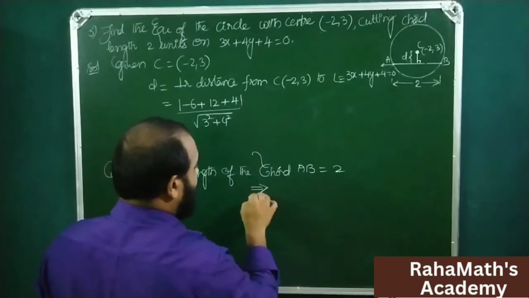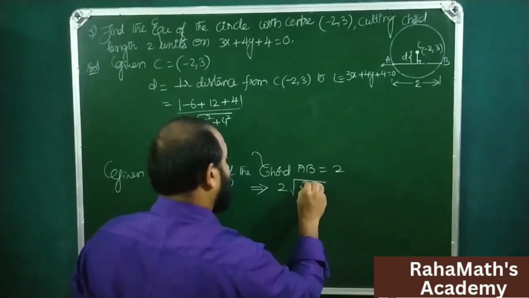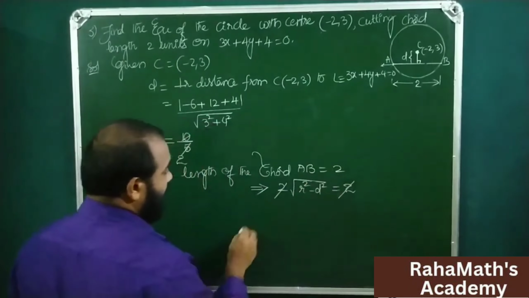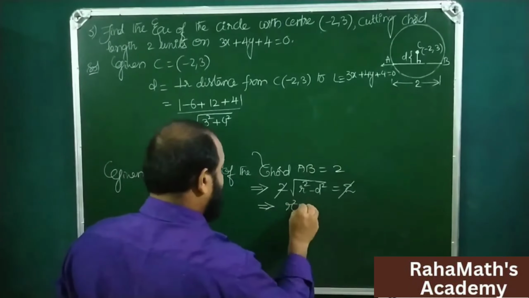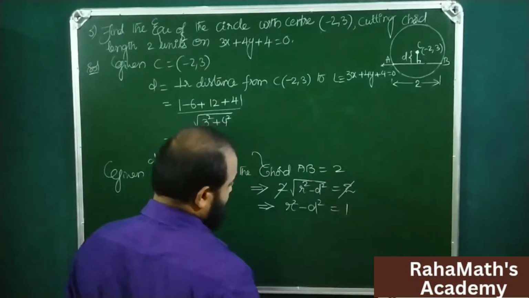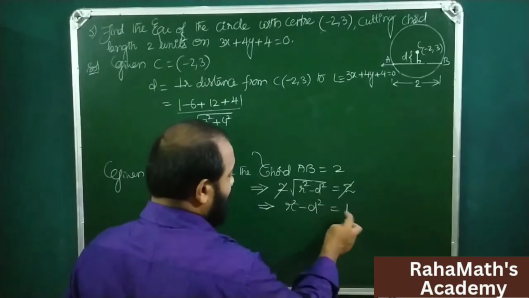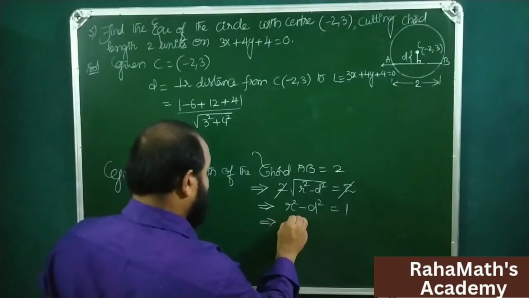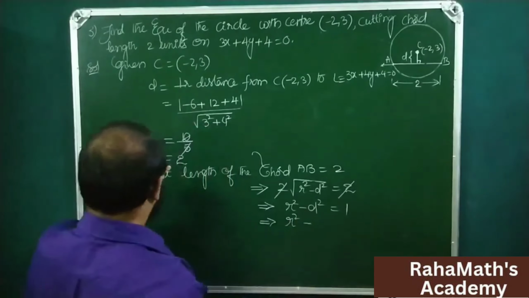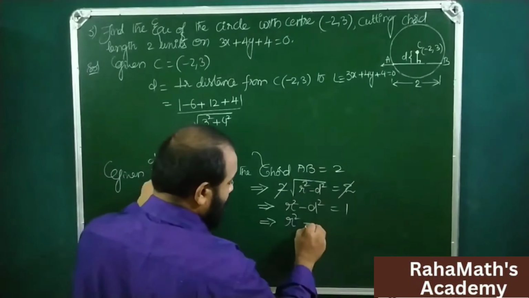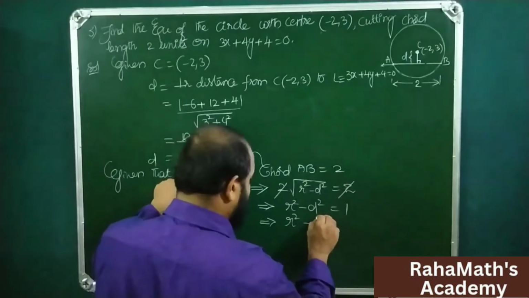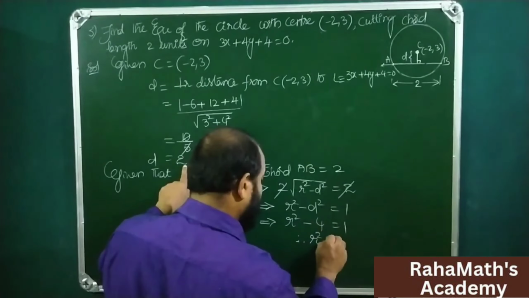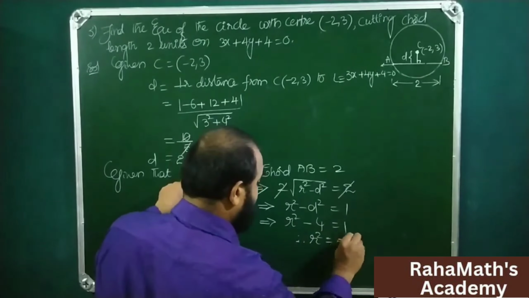What is the length of the chord formula? 2 root of (r square minus d square) is equal to 2. The 2 gets cancelled. Square root of (r square minus d square) is equal to 1. Squaring on both sides, r square minus d square equals 1. So r square minus 2 square, which is 4, is equal to 1. Therefore r square is equal to 4 plus 1, which is 5.